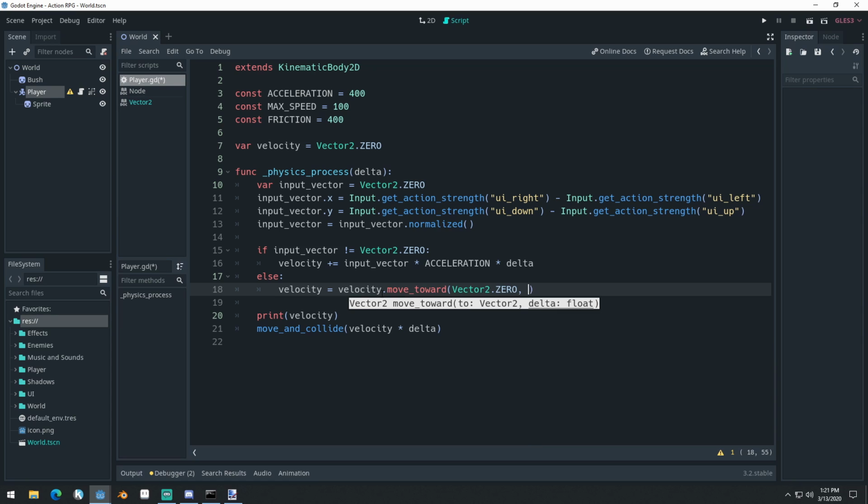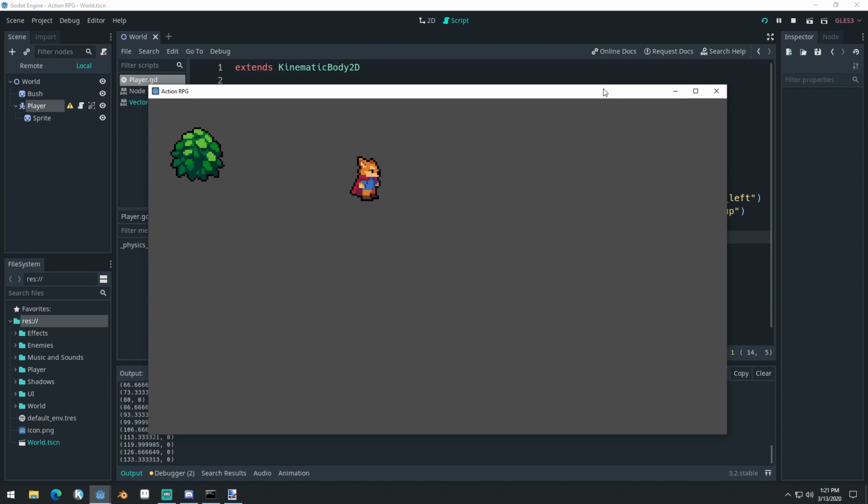And we need to give it our friction. However, just like our velocity, or just like our acceleration, our friction needs to be tied to real world time instead of to the game frame rate as well. And so we want to multiply this by delta as well. And save and run the game and see how this goes. And there you go.